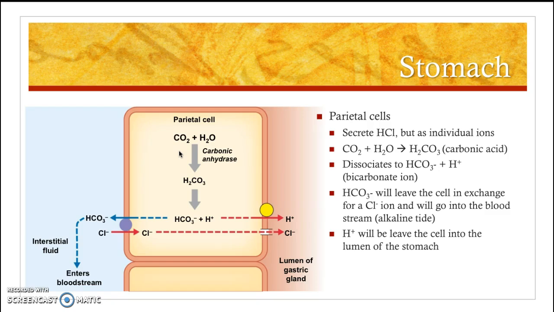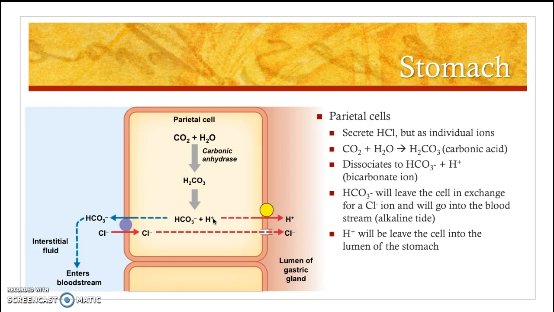Immediately, carbonic acid is going to dissociate into the bicarbonate ion and the hydrogen ion. So we have carbon dioxide and water joining to form our carbonic acid, which will immediately dissociate into the bicarbonate ion and hydrogen ion. Both of these ions will leave the cell, but in opposite directions. The bicarbonate ion will leave the cell, going to the interstitial fluid in exchange for a chloride ion.